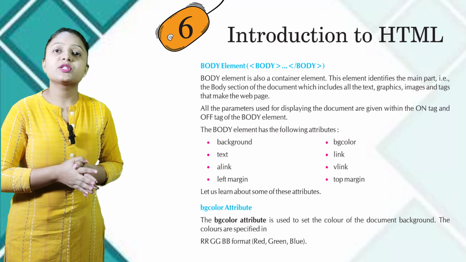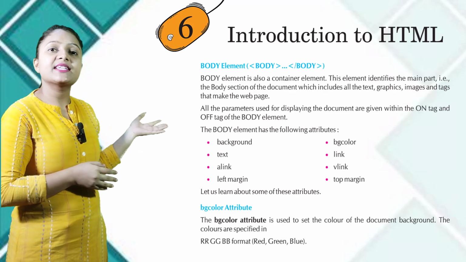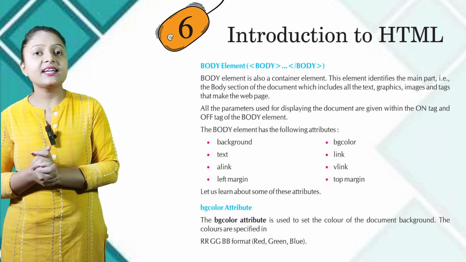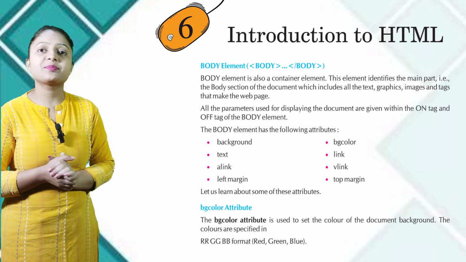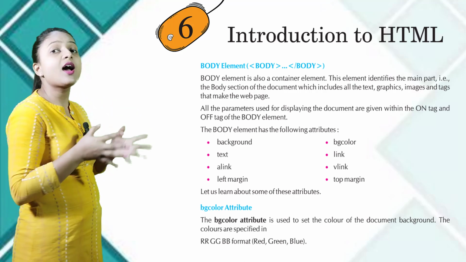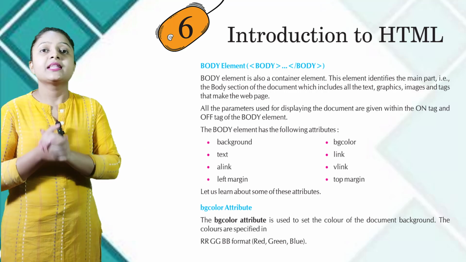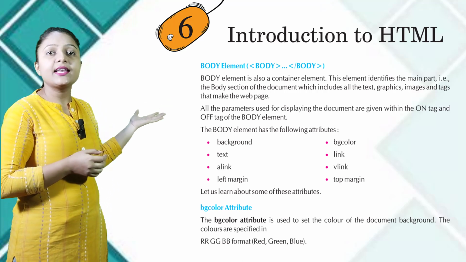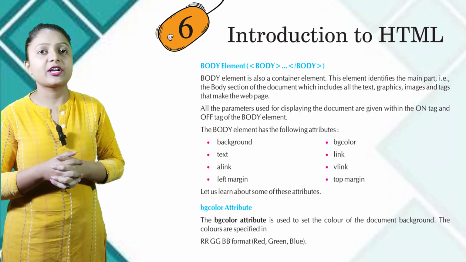Body element: body opening bracket, slash body closing brackets. Body element is also a container element. This element identifies the main part, that is the body section of the document, which includes all the text, graphic, images and tags that make the web page. All the parameters used for displaying the documents are given within the on tag and off tags of the body element. The body element has the following attributes: background, text, alink, left margin, BG color, link, vlink, top margin.